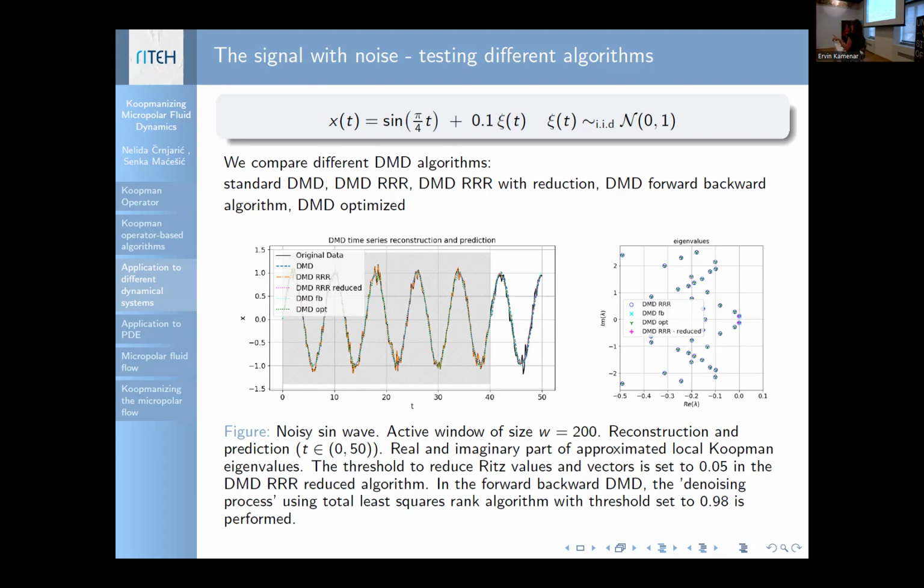The second approach that we apply is to first denoise the signal by using the total least squares rank algorithm. And then after the denoising process, we apply, for example, here I use the DMD forward-backward algorithm. And again, I obtain just those two eigenvalues. These are the green crosses. So this is how the denoising could be solved. We see that the residual evaluation actually can solve it.